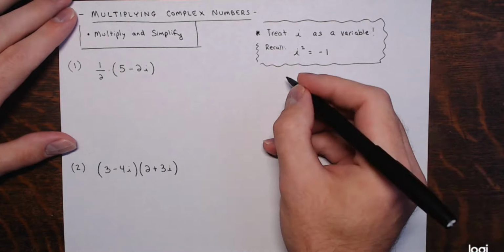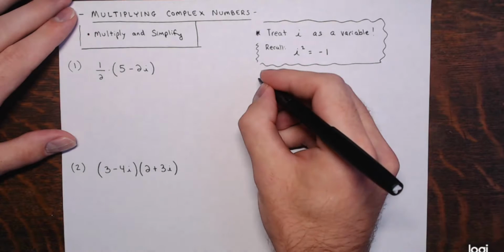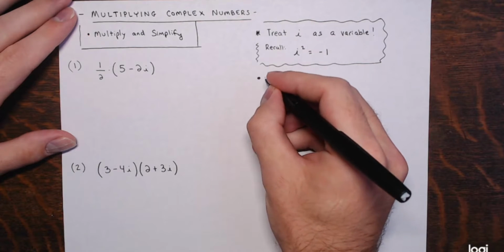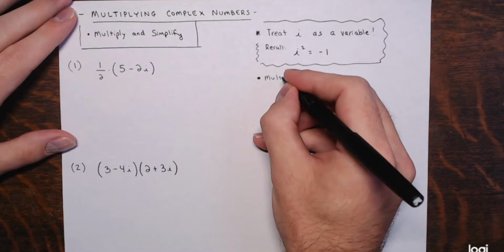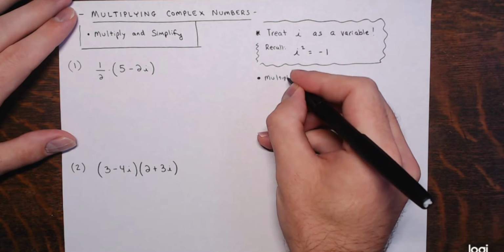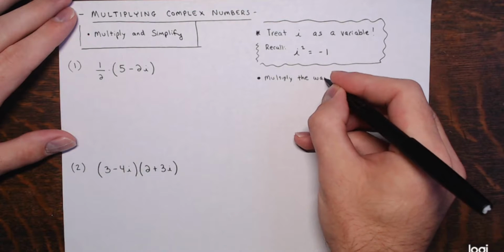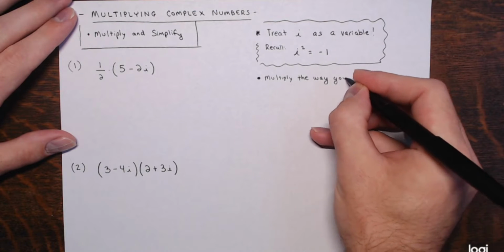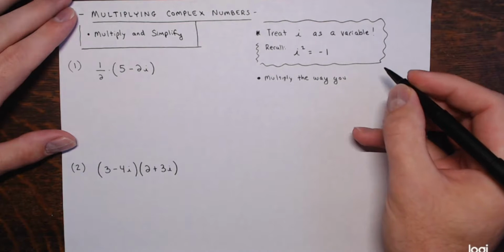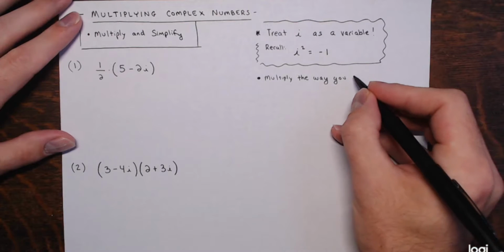And then you would just multiply the same way you would multiply polynomials. Multiply the way you would multiply polynomials, right, with lots of distributing and combining like terms and whatnot.